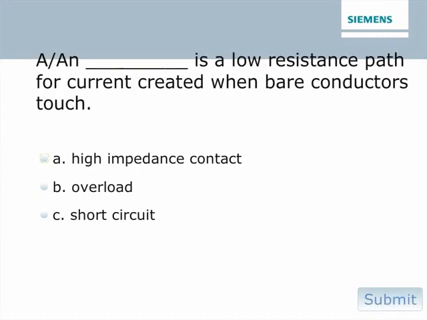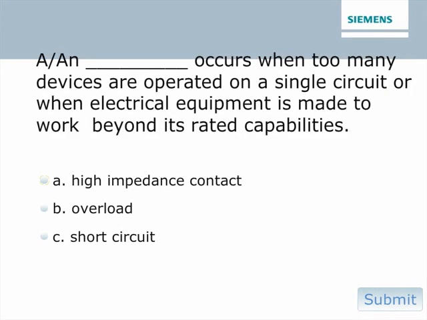Question 3. A/N blank is a low resistance path for current created when bare conductors touch. Is it A. High impedance contact, B. Overload, or C. Short circuit? Question 4. A/N blank occurs when too many devices are operated on a single circuit, or when electrical equipment is made to work beyond its rated capabilities. Is it A. High impedance contact, B. Overload, or C. Short circuit?